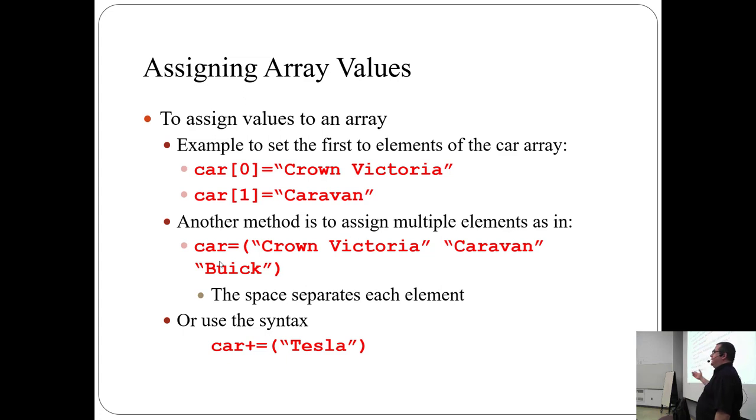And you can assign values by naming a specific subscript. For example, car 0 is a Crown Vic, car 1 is a Caravan. Whoever wrote these slides loved big cars.